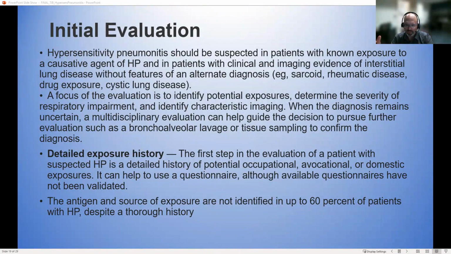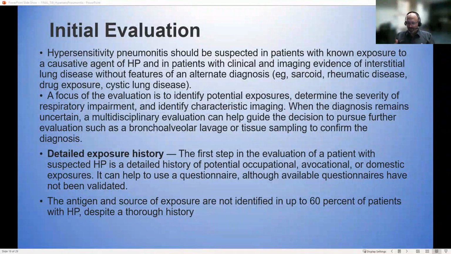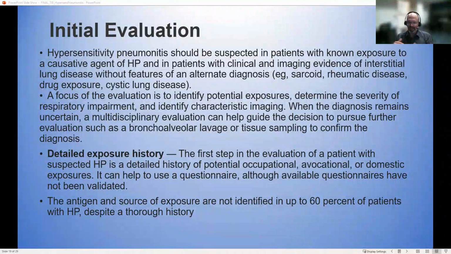So a focus of the evaluation is to identify potential exposures, determine severity, identify characteristic imaging. When diagnosis remains uncertain, a multidisciplinary evaluation can help guide the decision. So I know I'm reading it twice, but it's more of like, okay, just know when to ask for help. And I read this and I'm so frustrated as I'm trying to give this information out to primary providers, because you have 5 minutes or 7 minutes to see the patient, and I don't have much of an answer for you.